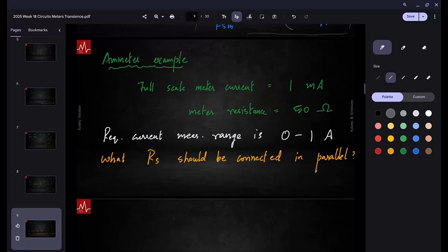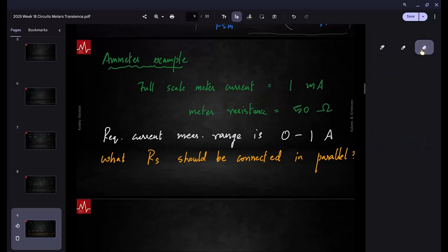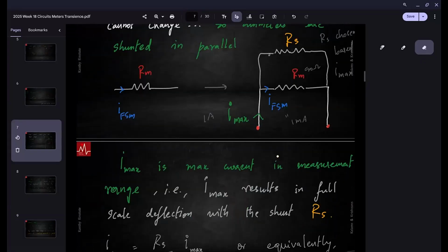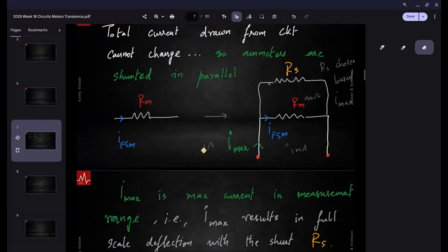Okay, this is now more than a minute or so. See, notice you are sending 1 amps. A small current should go through the meter. That means most of the current should go through RS. That means RS resistance should be much smaller.